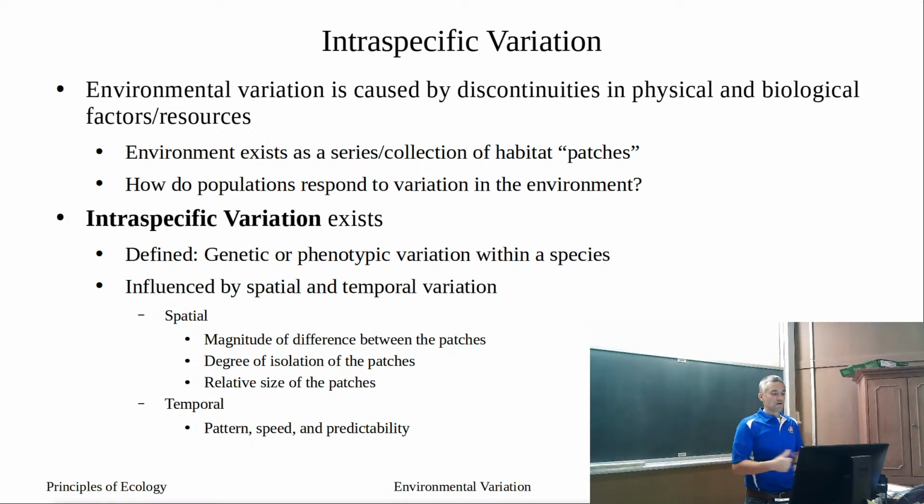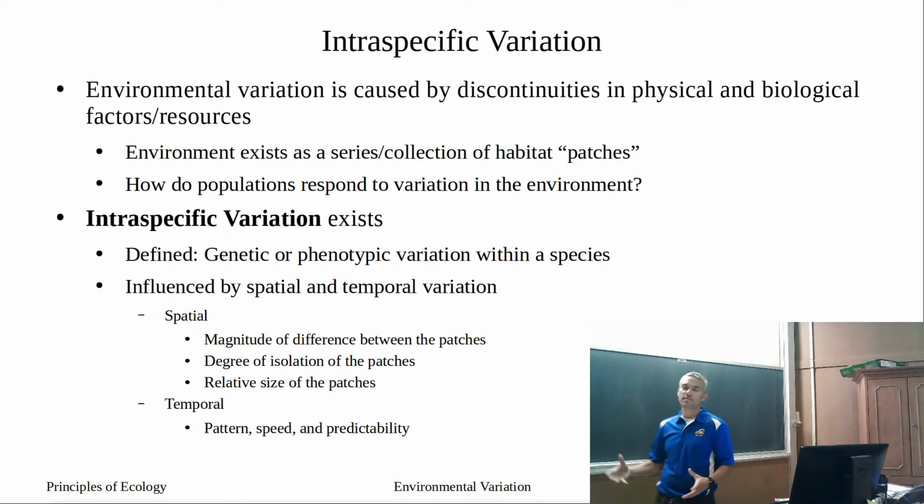And then also relative size of the patches. How big is that habitat patch? Is it going to support a large population size, or is it supporting a small population size? Why does that matter? Again, think back to genetic drift and what we were talking about, the effect of genetic drift on our populations.